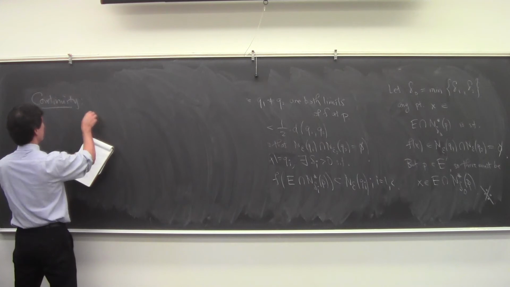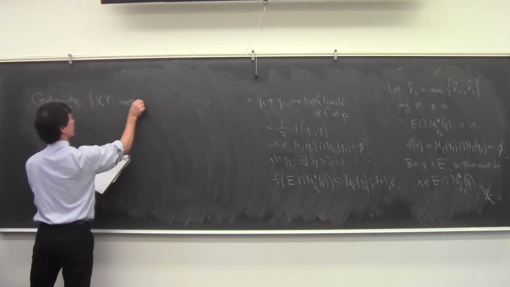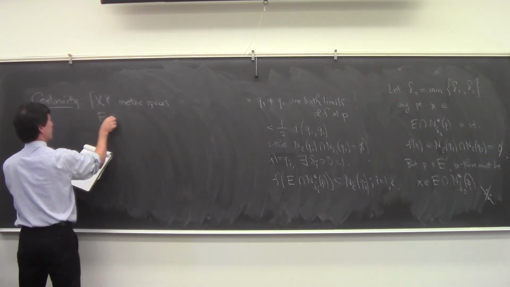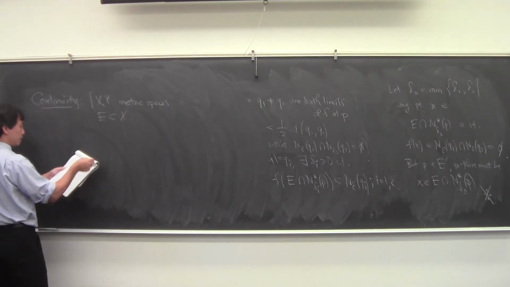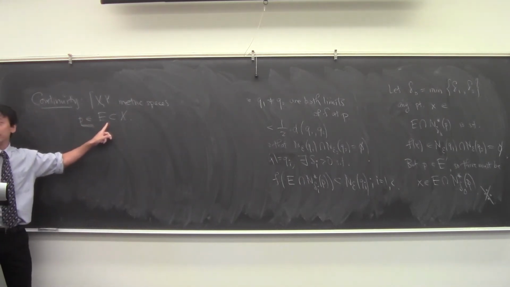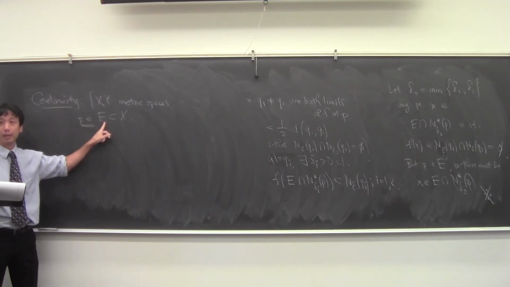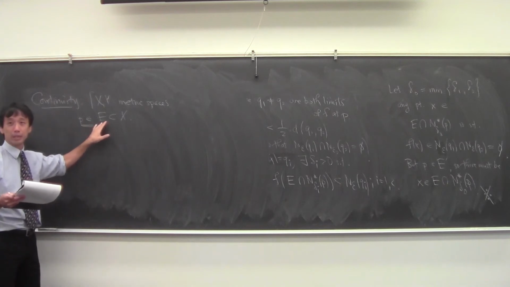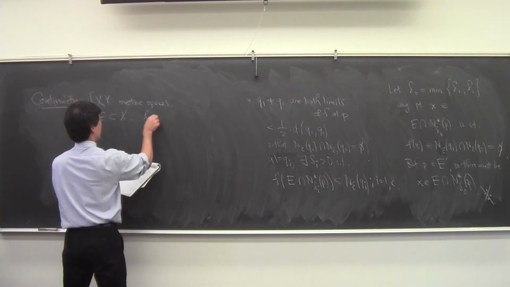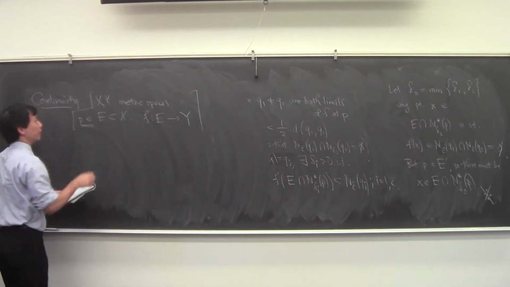So again, similar situation. You've got x and y metric spaces. You've got some subset of x. You've got some point. This time the point is in the set. So not a limit point of the set, the point actually lies in the set. So this is a significant difference. And you've got some function from E to Y.